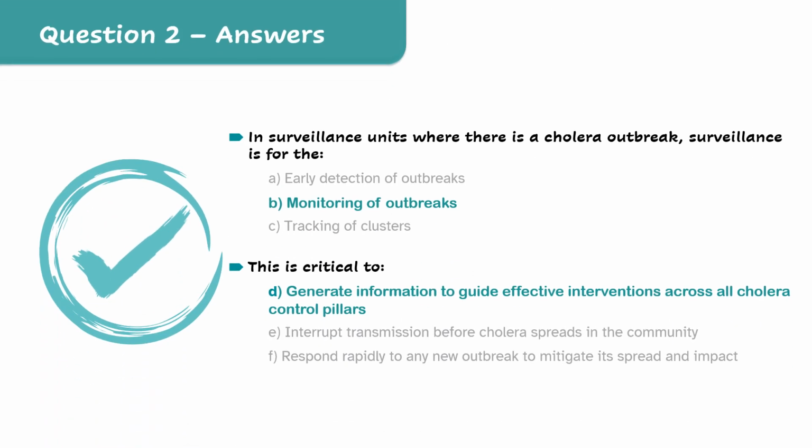The correct answers are B and D. In surveillance units where there is a cholera outbreak, surveillance is for the monitoring of the outbreak. This is critical to generate information to guide effective interventions across all cholera control pillars.